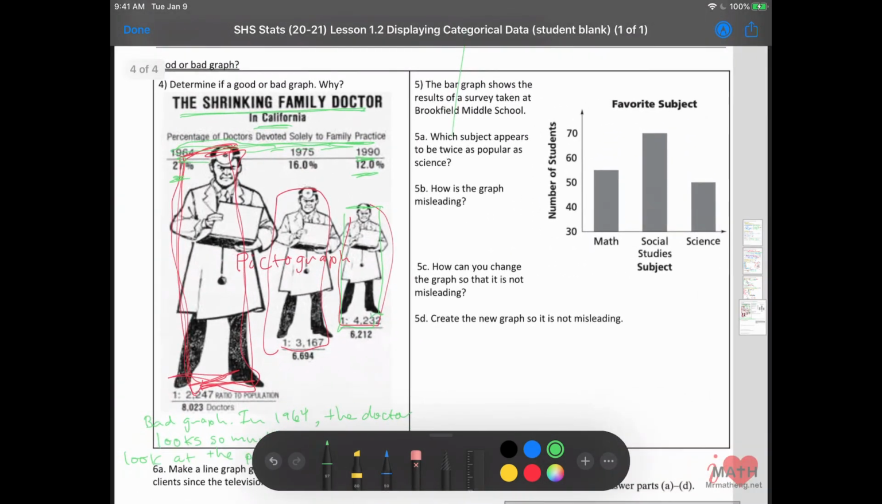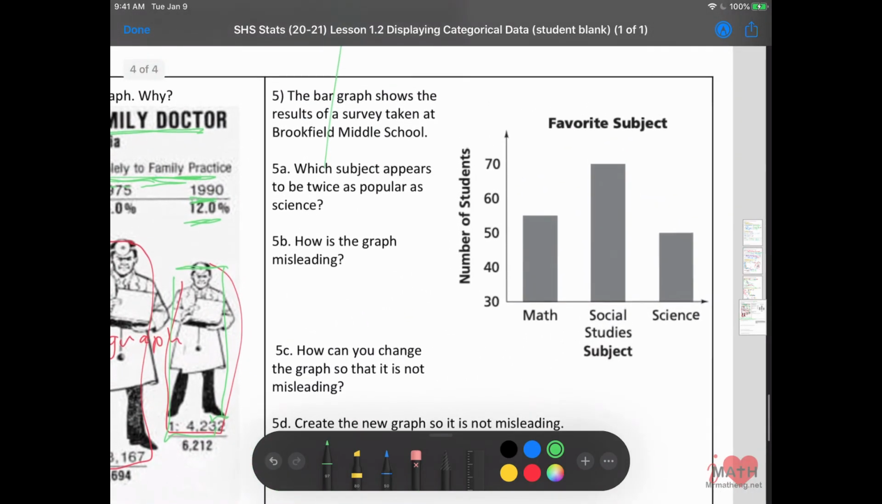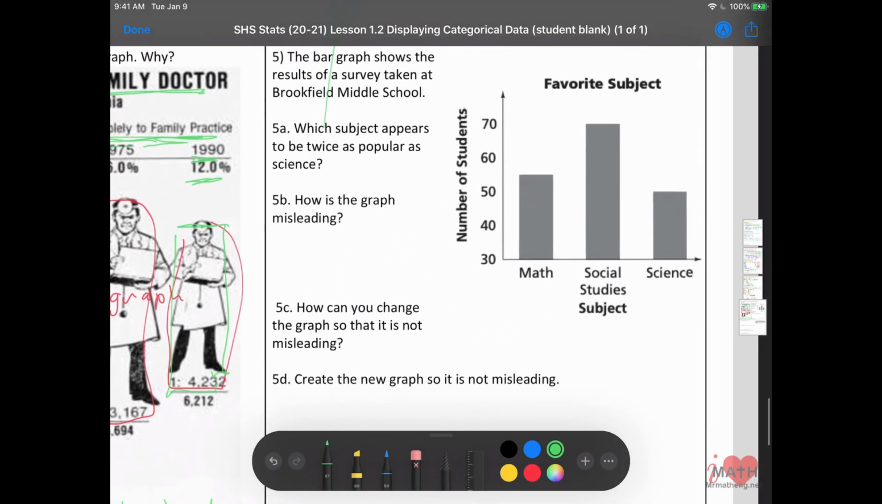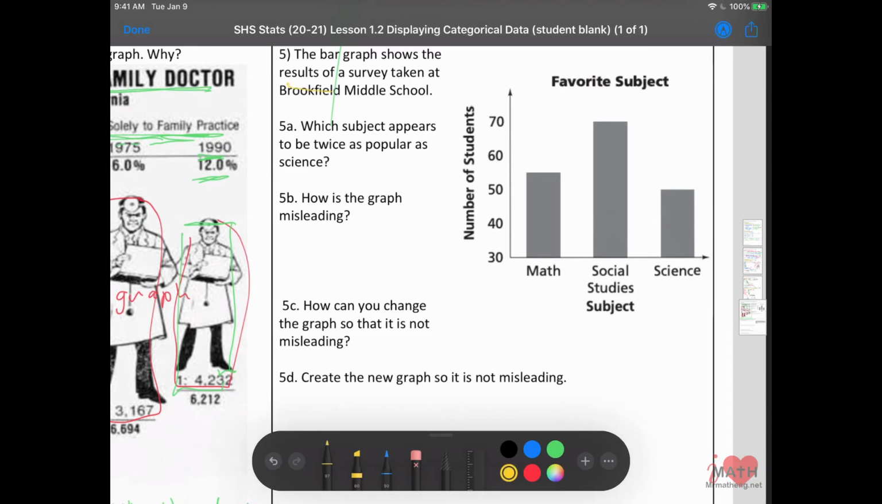Let's go this way. A bar graph shows the results of a survey taken at Brookfield Middle School. So let's go ahead and answer this. Which subject appears to be twice as popular as science? Well, this is science. The word twice means times two. So which one is twice as big? If you put two of these stacked together, that would be social studies.